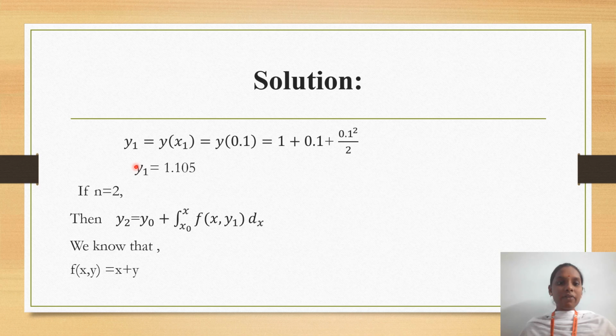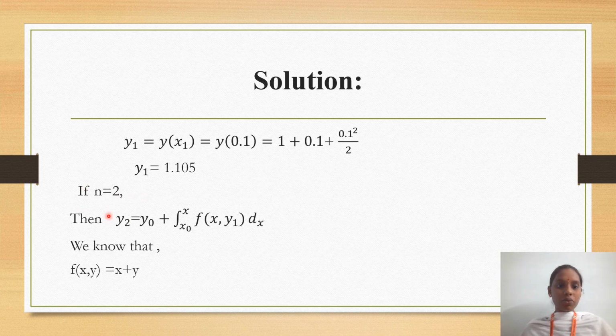Next, y1 is equal to y of x1, which is y of 0.1. We find the value at x equal to 0.1 by substituting 0.1 in place of x. So we get the answer 1.105. Similarly, the procedure will be continued until the same approximation is found.